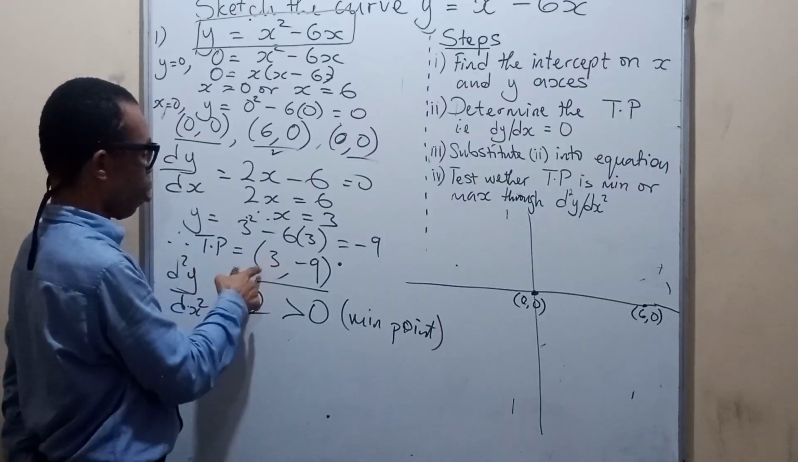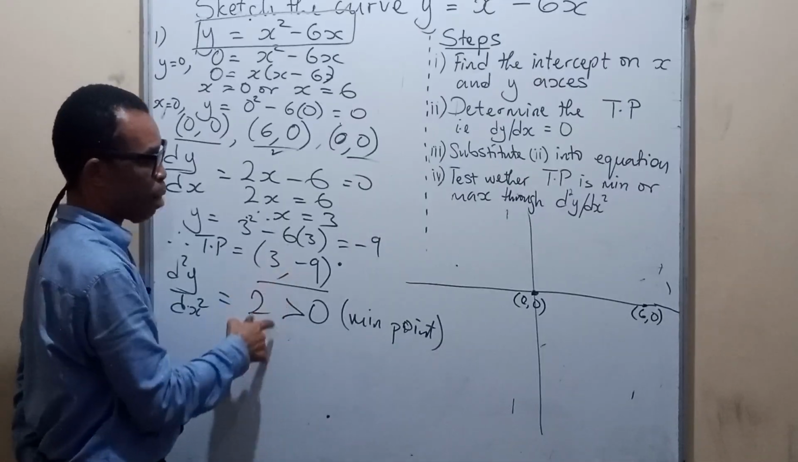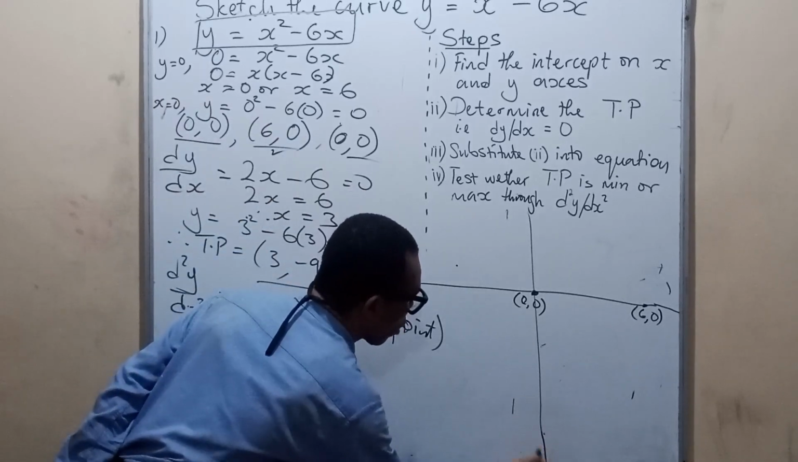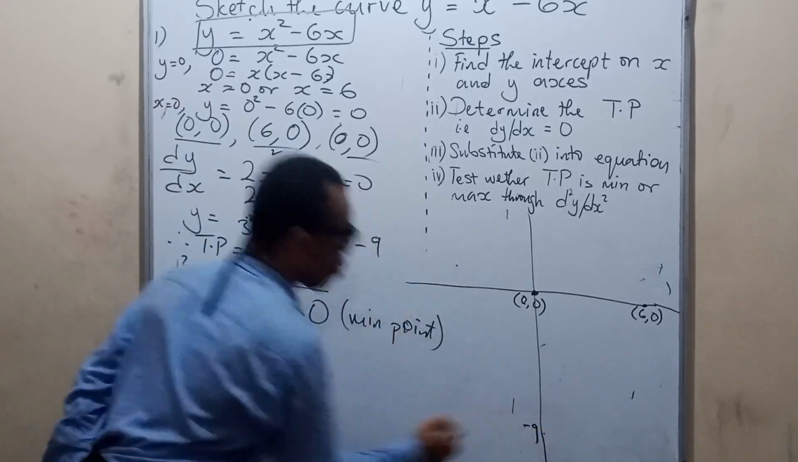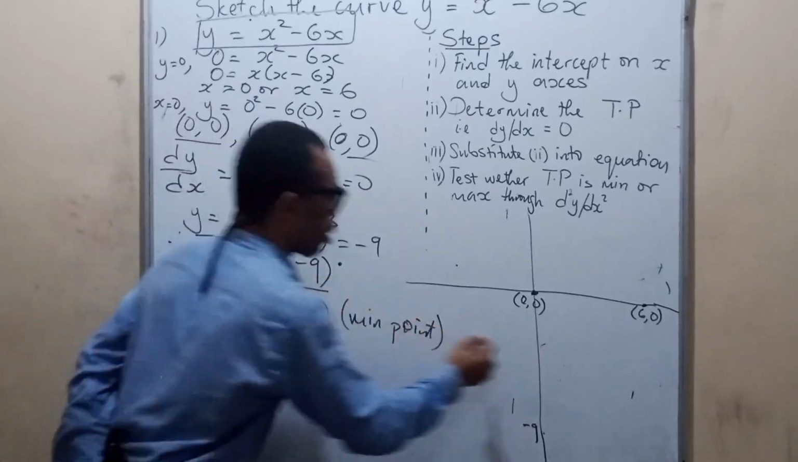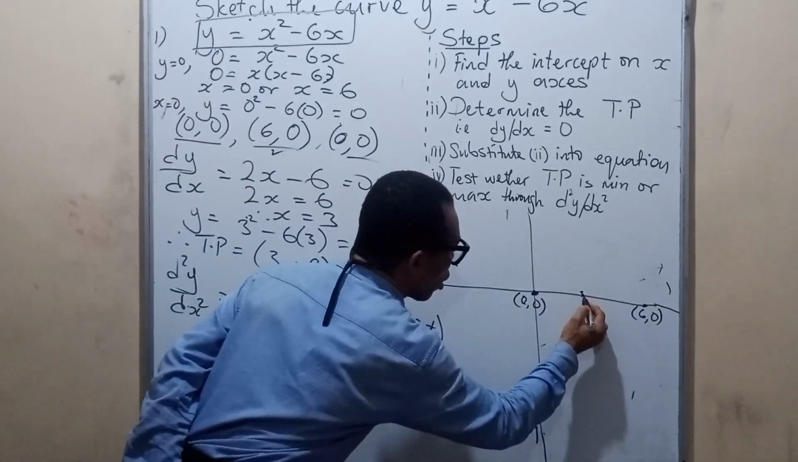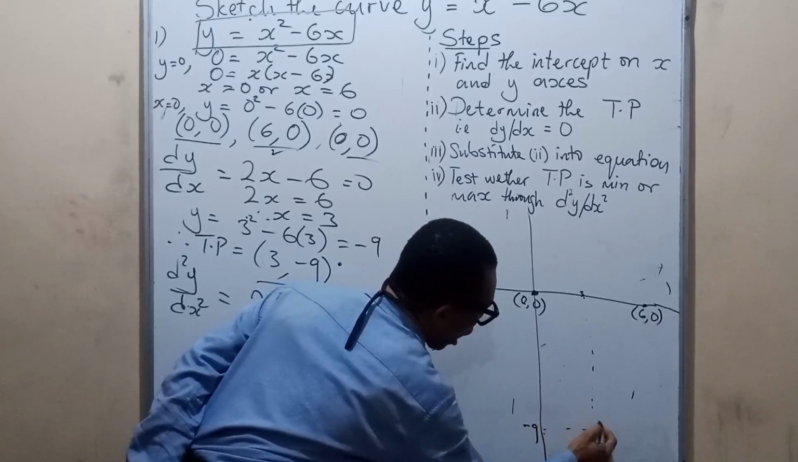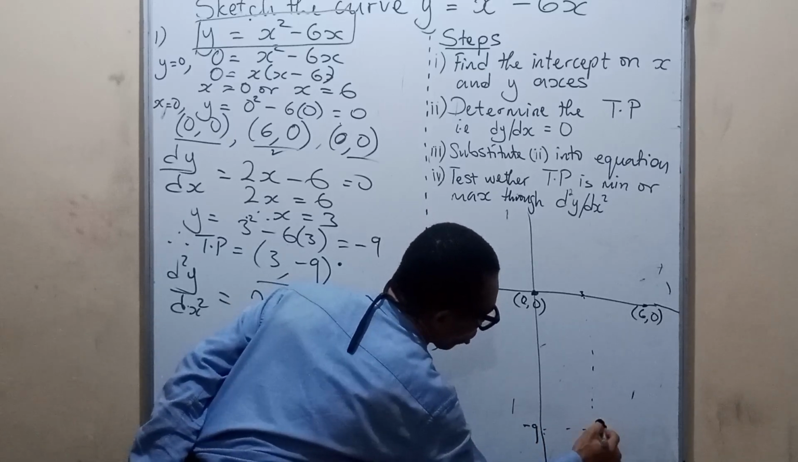Now, the turning point occurred at x is 3, y is minus 9. So this is the y-axis. If this is minus 9, then x is 3. So let's say this is our 3 on this x line. If I trace it down, I have this point. So this is the third point.